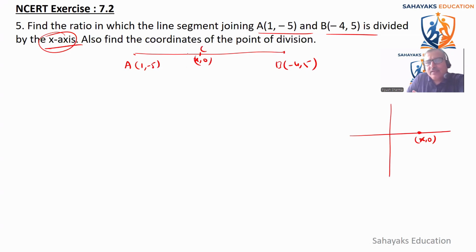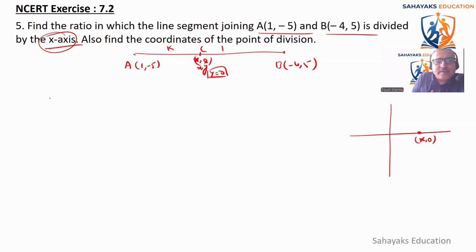Okay. Again, finding this in the ratio. The ratio is K is to 1. Okay, I'll use the y formula because I don't know the value of x. I know the value of y. So from y, I'm going to find it. So what is the value of y? So this is x, y. So y is equal to 0 here.